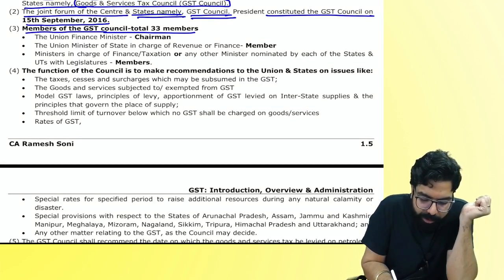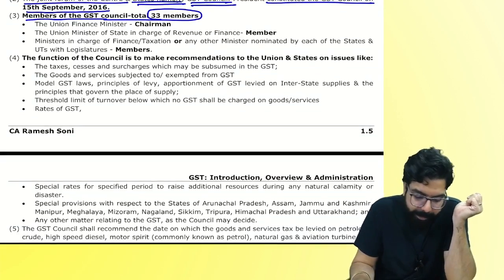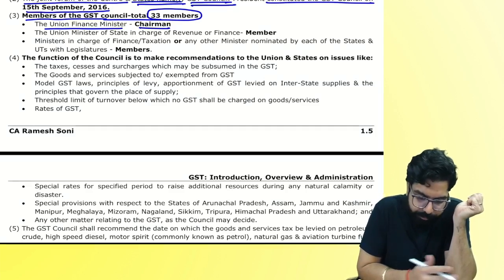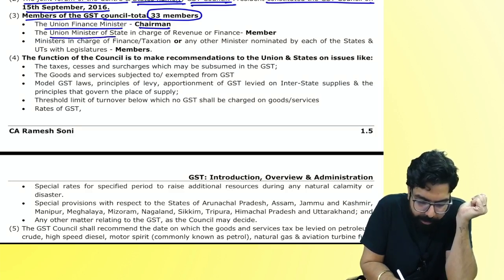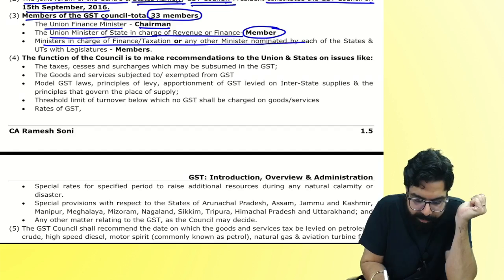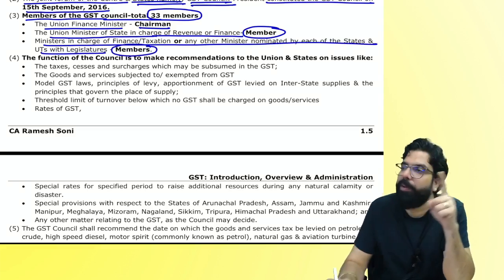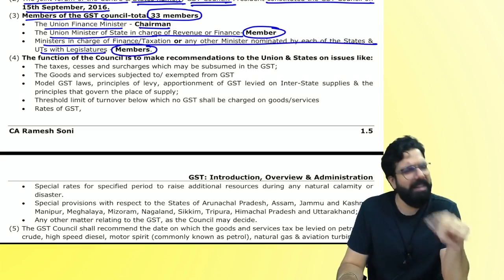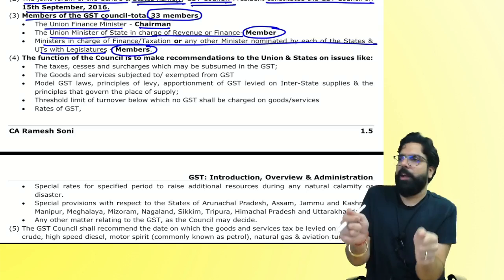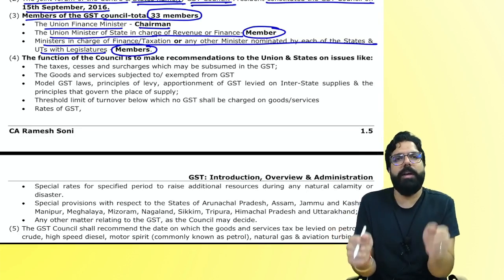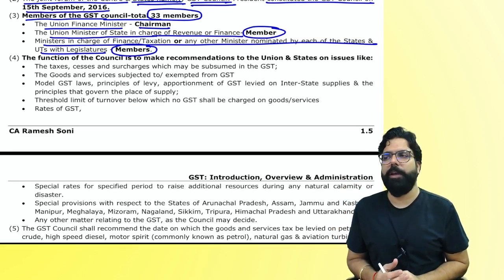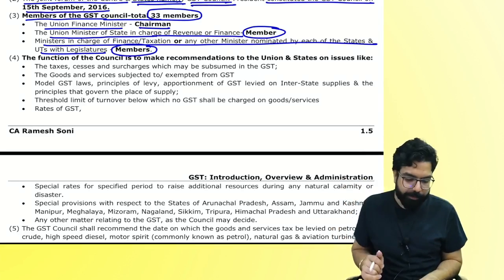Members of the GST Council, how many members are there? 33. Union Finance Minister, then Union Minister of State in charge of revenue is one more member. And how many states? 31 states ka 31 state finance minister, taxation minister, minister of industries, whoever, one minister will be nominated by that state. That minister will take all the problems of the state and go and sit in the council. Are we clear, everyone? Tell me. Can I go ahead? Next.